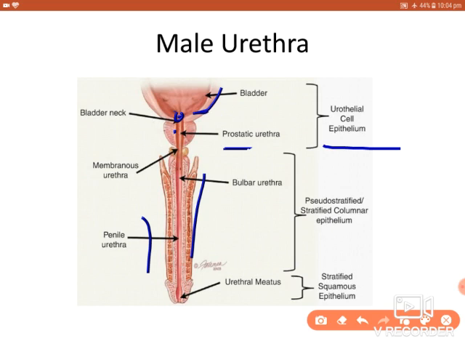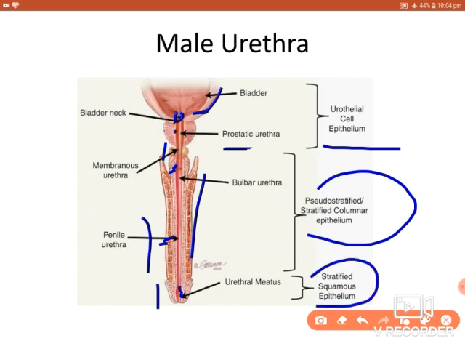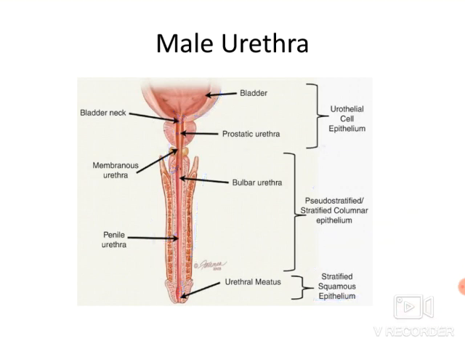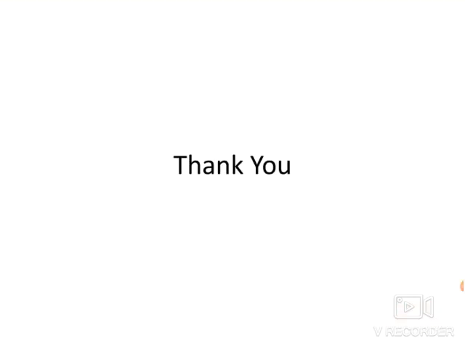Then the membranous urethra, and the part of the urethra in the bulb and the body of the penis, is lined with pseudostratified columnar epithelium. In the glans, the mucosa is lined with stratified squamous non-keratinized epithelium. In females, the proximal urethra is lined with urothelium, and the distal part is lined with stratified squamous non-keratinized epithelium. So that's about the microscopic structure of the renal system.